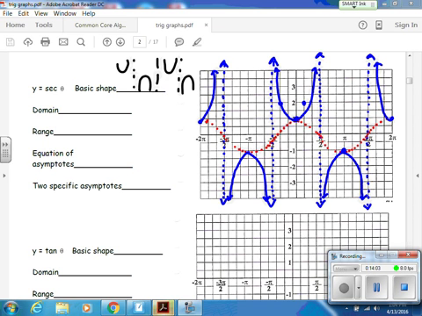What about the domain for cosecant? I mean, not cosecant, for secant. It's almost all real numbers. How often do those happen? Every... Where's the first positive?